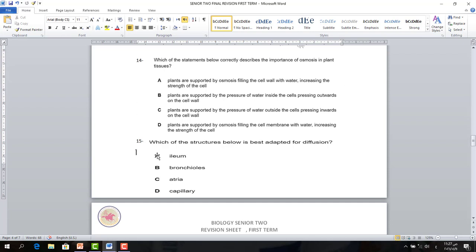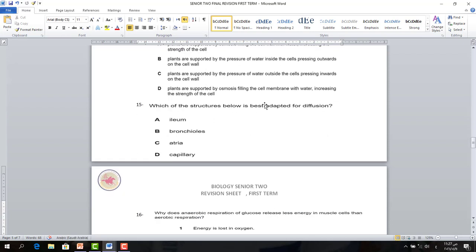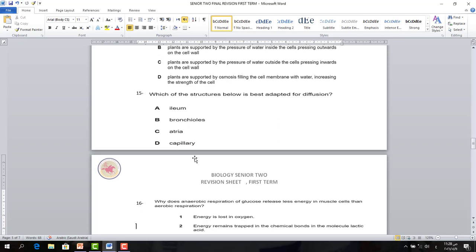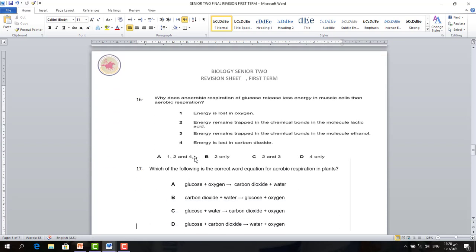Which of the structures below is best adapted for diffusion? Ileum, bronchioles, atria, or capillary? The most adapted one is the capillary. Yes, capillary tubes have a thin wall, so gases can diffuse easily.